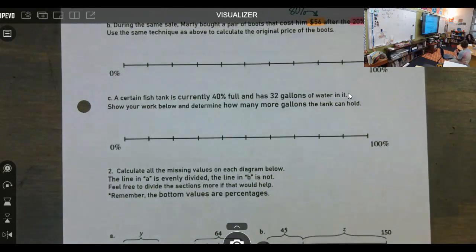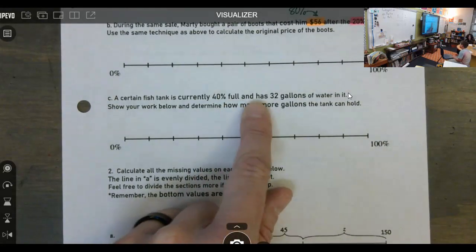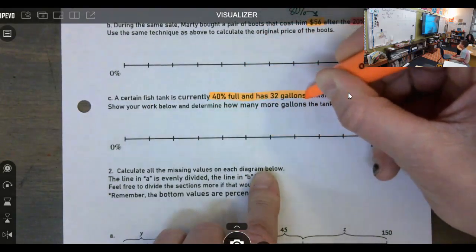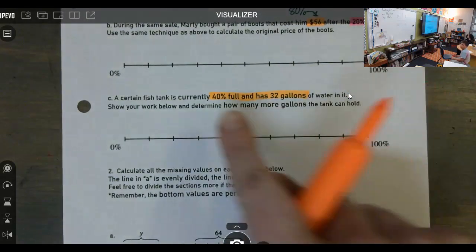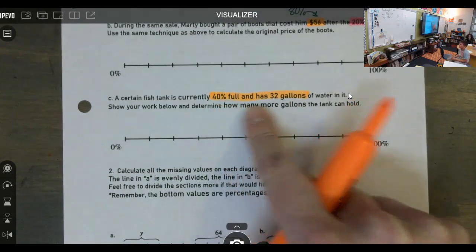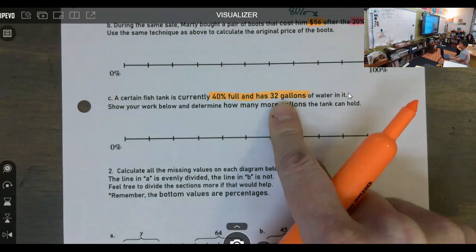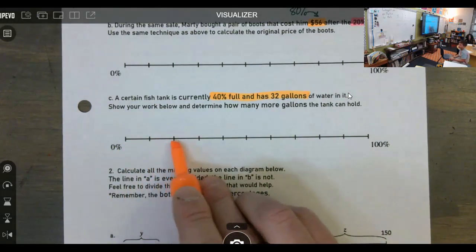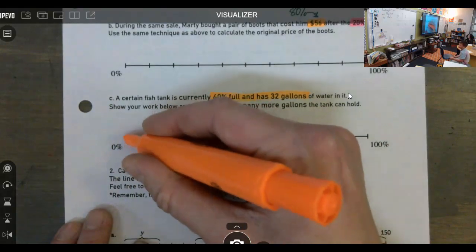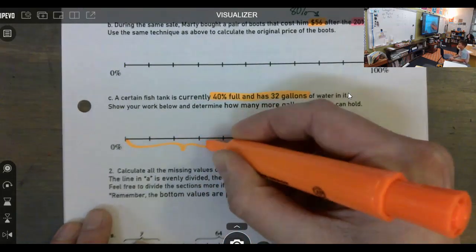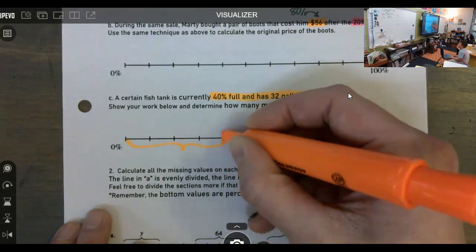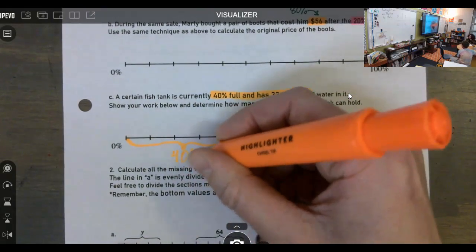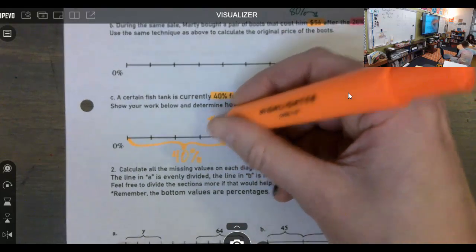Part C. 40% full and has 32 gallons. Most of you got this one correct because these two numbers go with each other. This percent I gave you is the 32 gallons. So if you were going to try to draw this out, 10%, 20%, 30%, 40%. Sorry, I should have stopped right here. That is our 40%. And that would also be our 32 gallons.